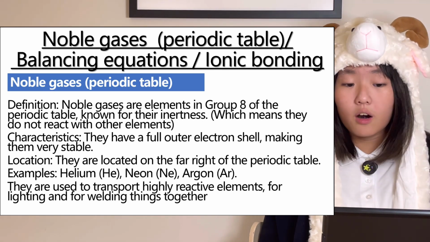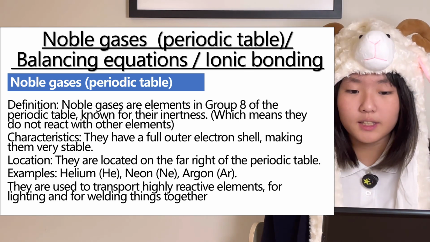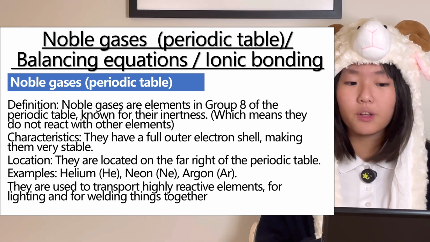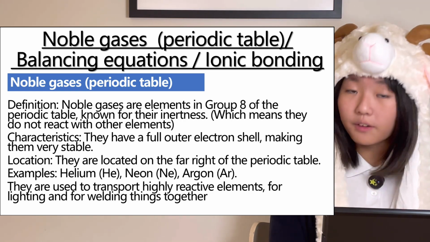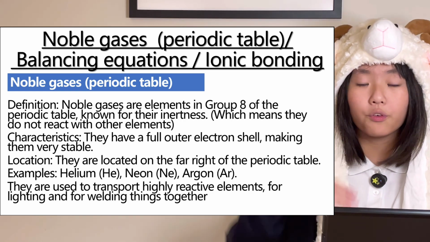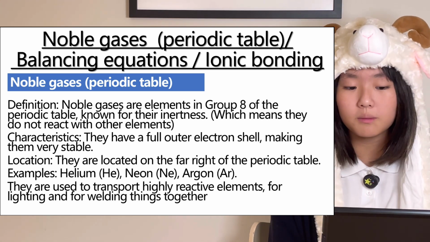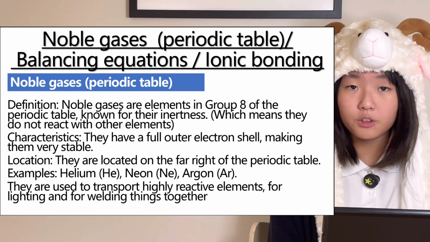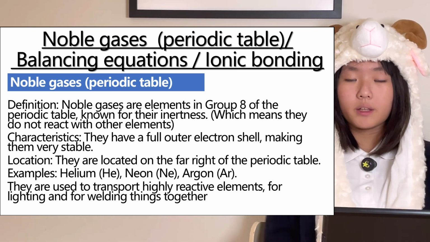Noble gases are elements in group 8 of the periodic table, which is known for their inertness, which means that they don't react with other elements. They have a full outer electron shell, making them very, very stable. They are located on the far right of the periodic table. Some examples include helium, neon, and argon. They are used to transport highly reactive elements for lightning and welding things together.